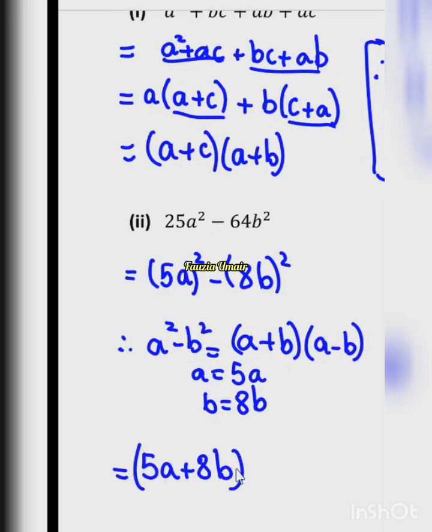into 5a minus 8b. What I have done, it's a square minus b square, and I have written a plus b into a minus b. You can skip this part if you know this already. If you know the formula, you are confident, you can skip this part. Just write down directly 25a square minus 64b square is equal to 5a plus 8b into 5a minus 8b.